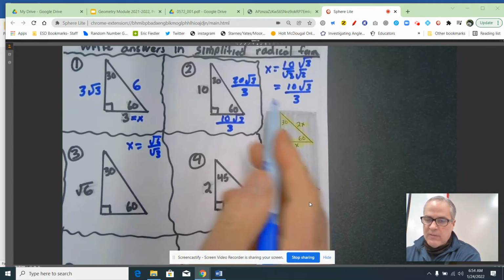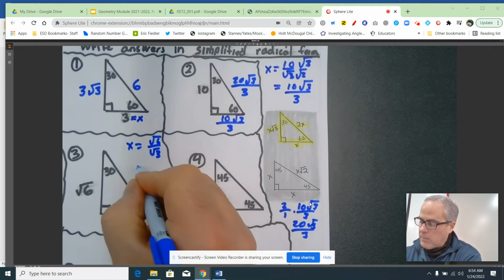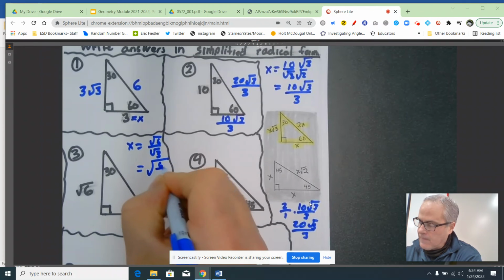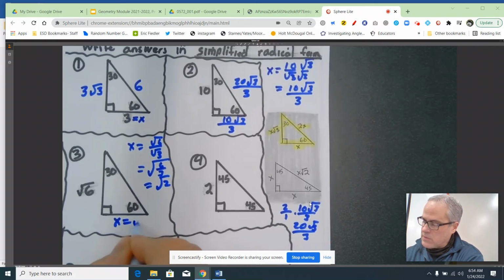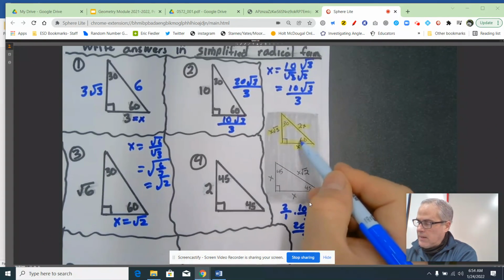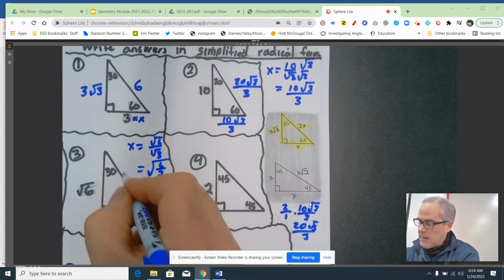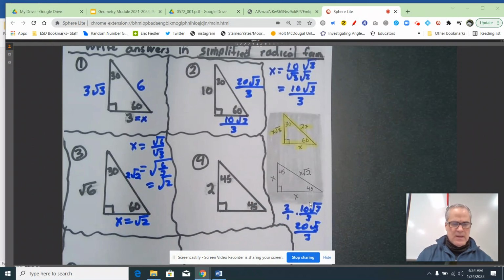Now I could simplify this the same way I did this one up here. However, notice there's a radical on top and a radical on the bottom. There's your shortcut, which is square root of 2. So x equals square root of 2. How do I get the hypotenuse? I take the shorter leg and I times it by 2. So I take that number and times it by 2, and I get 2 root 2. And there is my answer to that question, because 2 times root 2 is just 2 root 2.